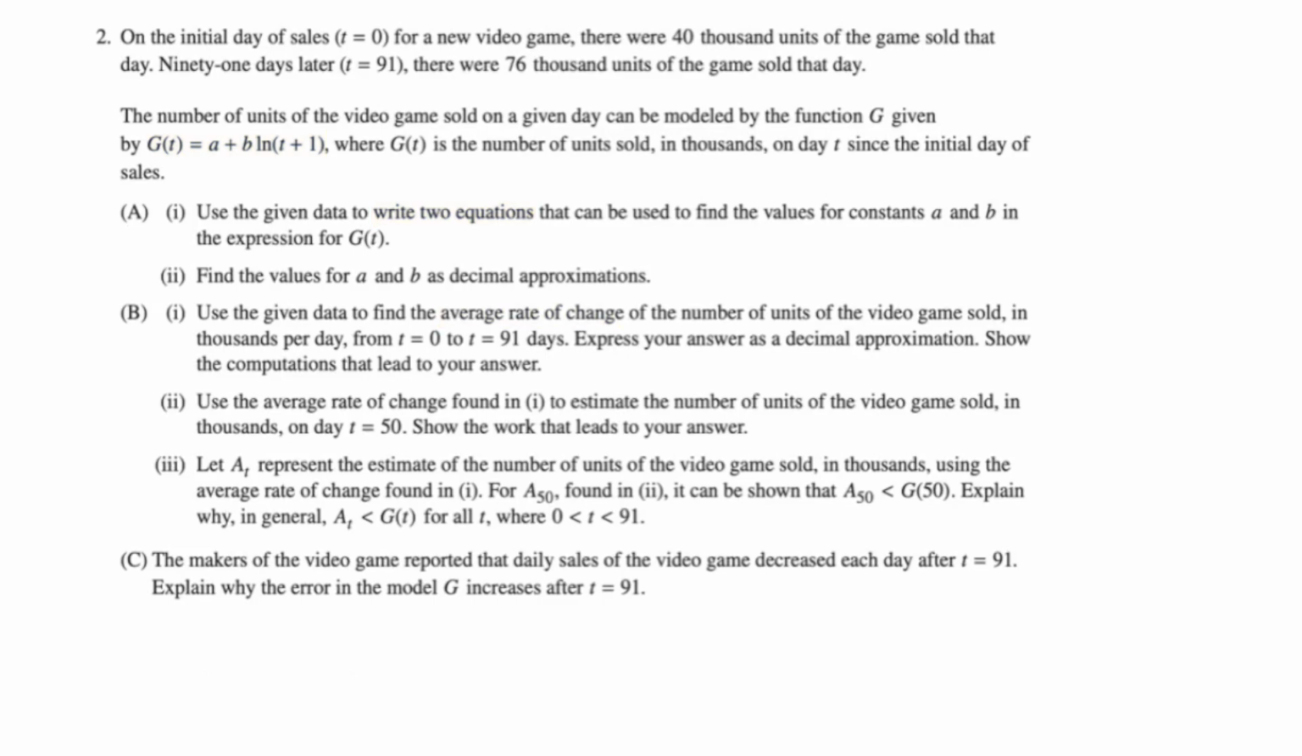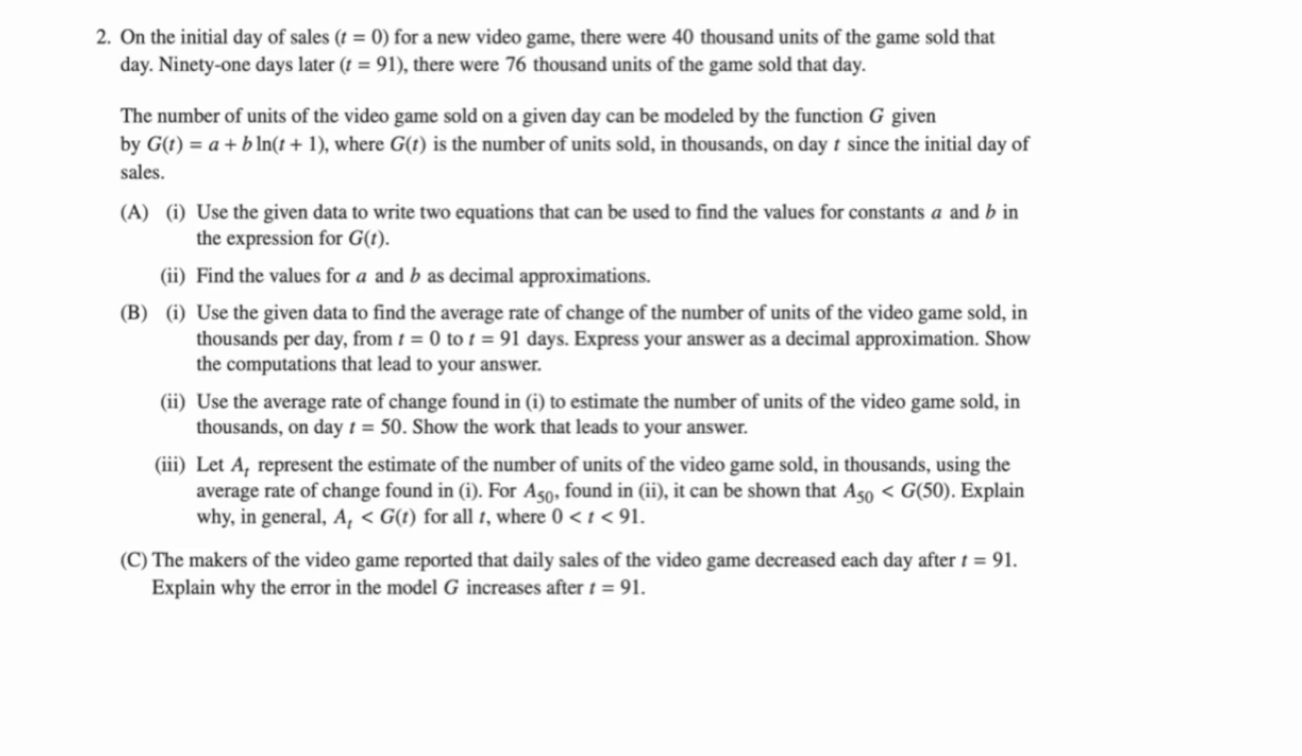So number 2 says, on the initial day of sales, t equals 0, for a new video game, there were 40,000 units of the game sold that day. 91 days later, t equals 91, there were 76,000 units of the game sold that day. The number of units of the video game sold on a given day can be modeled by the function g given by g of t equals a plus b times the natural log of t plus 1, where g of t is the number of units sold in thousands on day t since the initial day of sales.